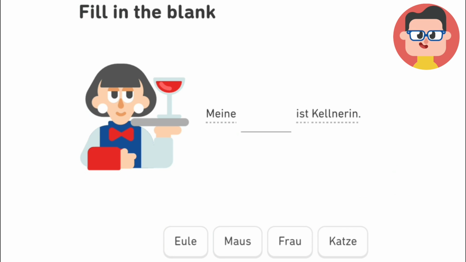So, now you can fill in the blank. Meine blank ist Kellnerin. Meine Eule? Meine Maus? Or meine Frau? Yeah, that's right. My wife. Meine Frau ist Kellnerin. Sehr gut. Frau. Let's see.